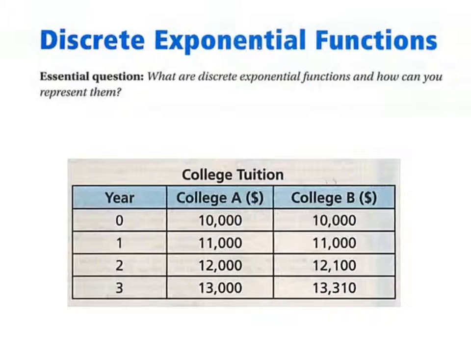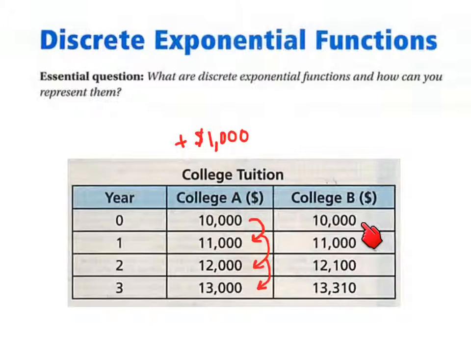So let's take a look at these two colleges and look at how much their prices grew over the years. Here's College A. They started out at 10,000. In year one, they went up to 11,000, and then 12,000, and then 13,000. What's the pattern here? Well, they went up by 1,000 every year, right? Pretty clear pattern. College B, however, is not quite as obvious.